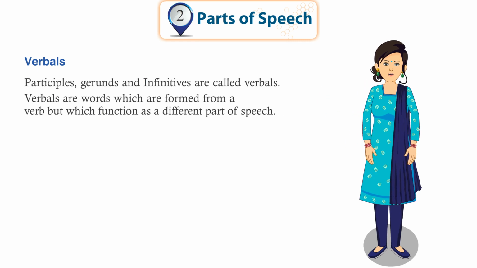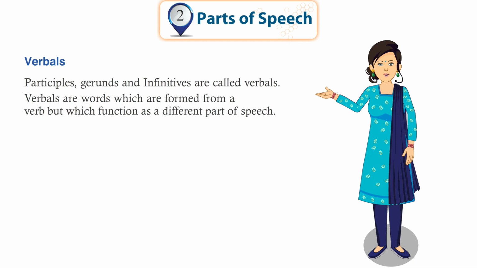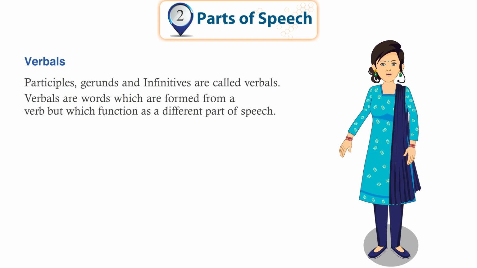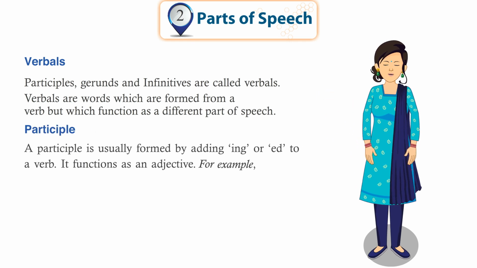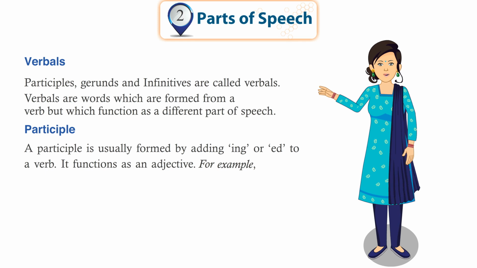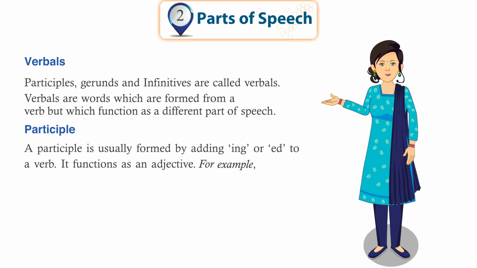Verbals. Participles, gerunds, and infinitives are called verbals. Verbals are words which are formed from a verb but which function as a different part of speech. Participle. A participle is usually formed by adding ing or ed to a verb. It functions as an adjective.